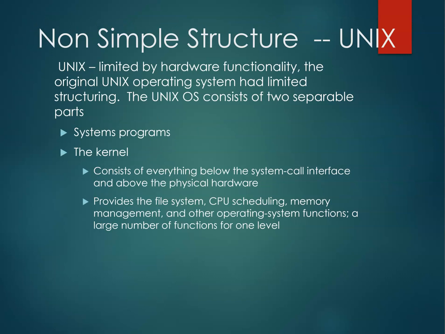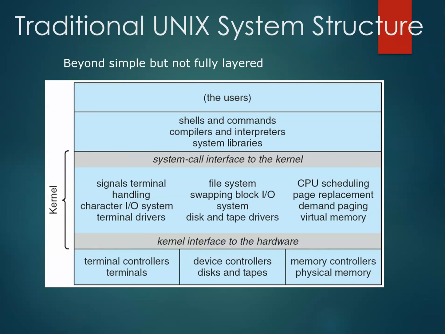So a more complex structure is Unix. It's limited by hardware functionality. The original Unix had limited structuring. The Unix OS consists of two separate parts, the system programs and the kernel. The kernel consists of everything below the system call interface and above the physical hardware. So basically it presents a virtualized view of the machine. It provides the file system, CPU scheduling, memory management, and other OS functions. And it's a lot of functions for one level. Here's a traditional view. It's not fully layered, though. We've got shells and command interpreters, etc., system calls to the kernel, and then the kernel interfaces with the hardware.